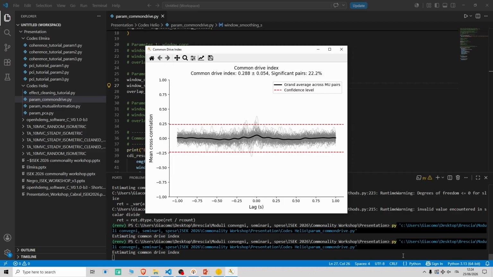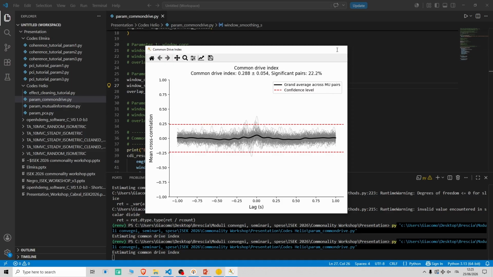Yes. So, here, what I did, as I said, was reduce the size of the window to 150 milliseconds, allowing more frequencies, so they are not as smoothed as before, and you can see that the common drive index decreased a lot. Before the estimate was around 0.62, and now it is 0.28. Of course, this is because by passing more frequencies, we don't have these very low smoothed oscillations that are very common, that is the so-called common drive.